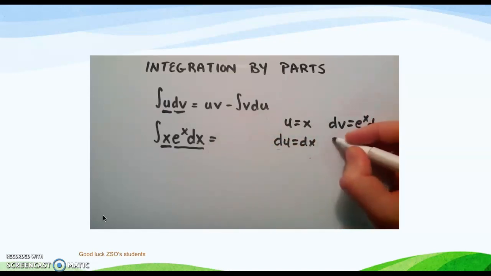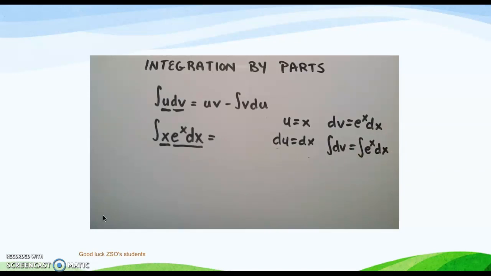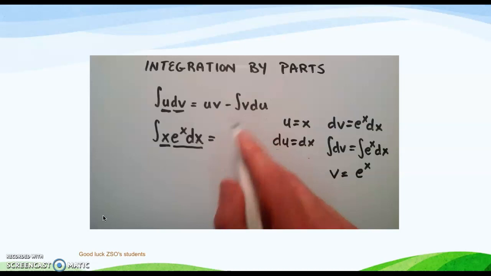If we integrate the left and right hand side, we have the integral of dv is equal to the integral of e to the x dx. If we integrate this side, we simply have v. We integrate this one, we have e to the x plus some constant, but we're not going to worry about the constant right now. So this is our v. v is equal to e to the x. Now we have all the parts we need.